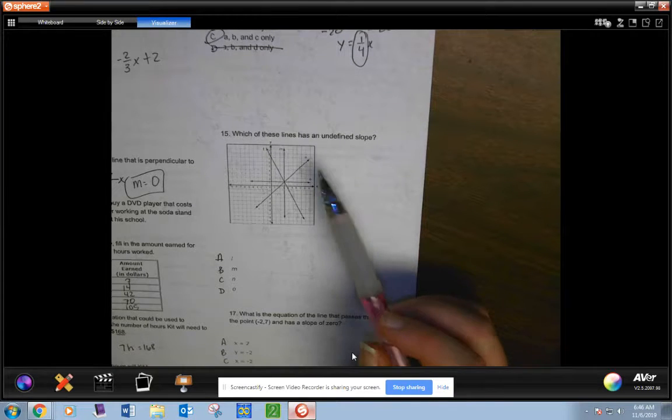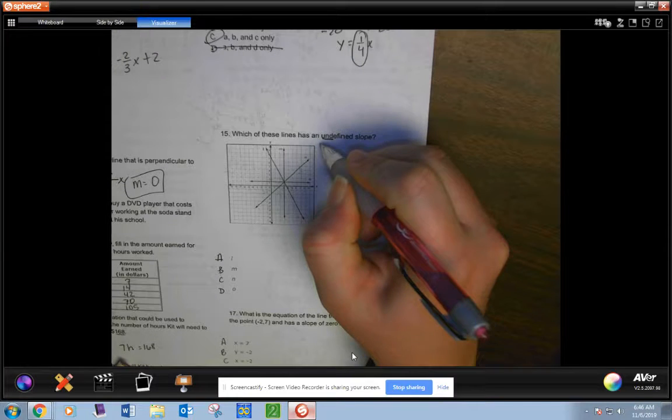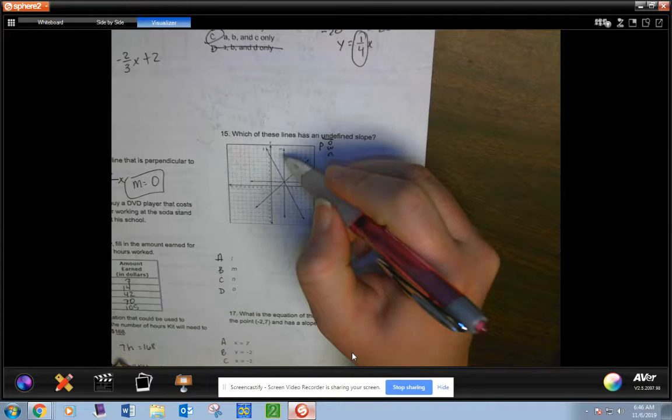Okay, for 15, which of these lines has an undefined slope? Well, remember undefined, U and D, up and down. So the line that's going up and down is line M.